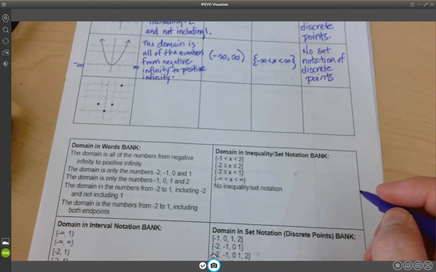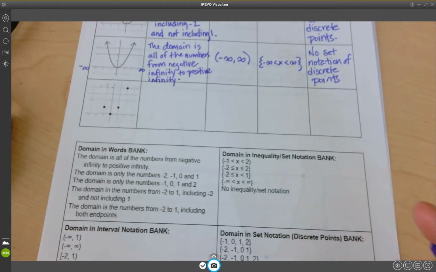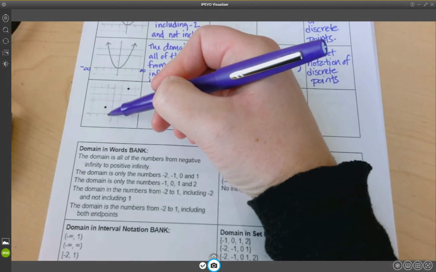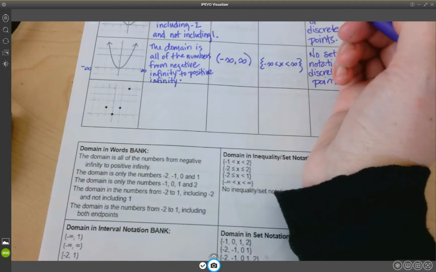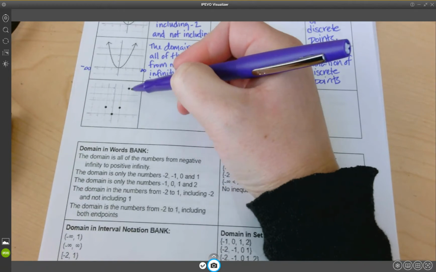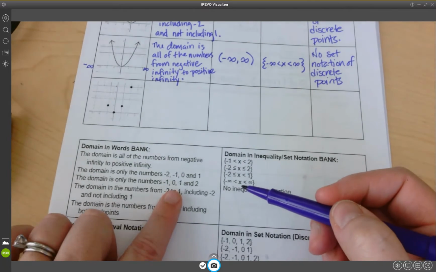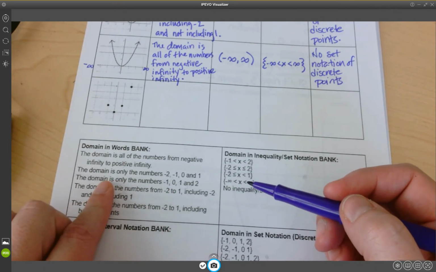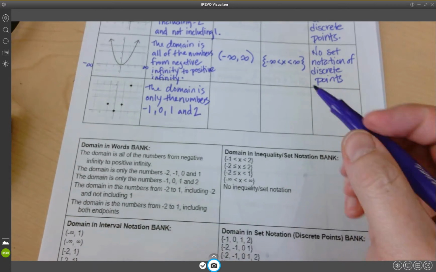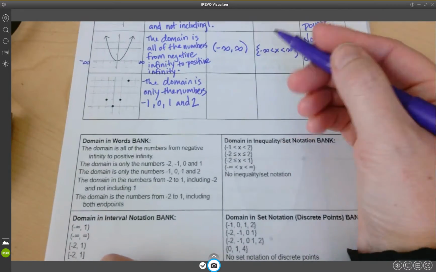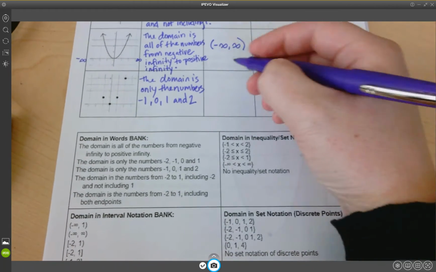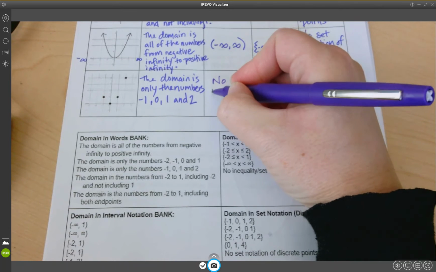Okay, next row. This is a set of discrete points, and so I'm looking for their x values in particular. I do not have it connected, so I don't have the numbers in between. I only have -1, 0, 1, and 2. And that's here. The domain is only the numbers -1, 0, 1, and 2. Because the points aren't connected, I cannot write an interval, and I cannot write an inequality. So I'm going to write no interval and no inequality.